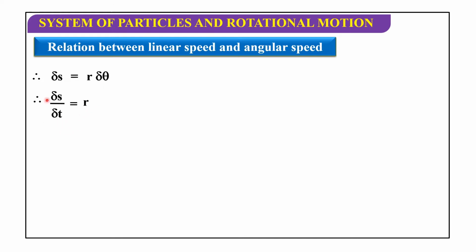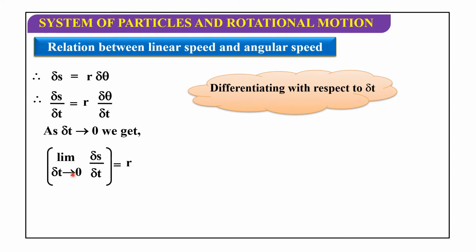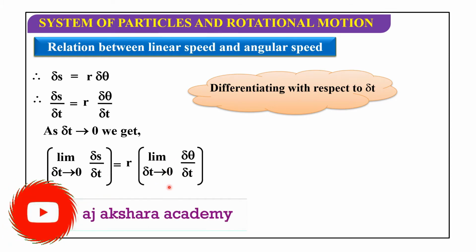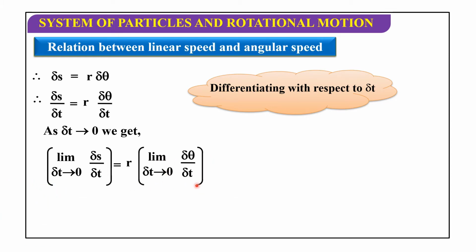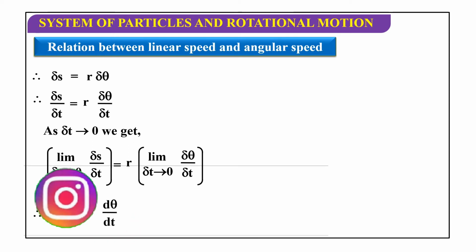Therefore, this can be written as delta s by delta t is equal to r into delta theta by delta t. So, as delta t tends to 0, we get limit delta t tends to 0, delta s by delta t is equal to r, limit delta t tends to 0, delta theta by delta t. Therefore, ds by dt is equal to r d theta by dt.